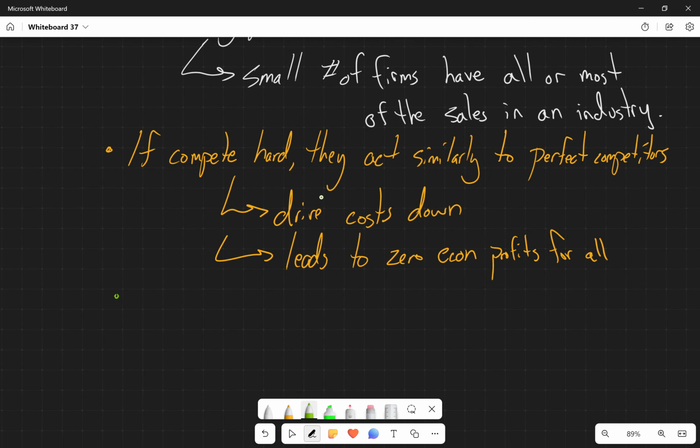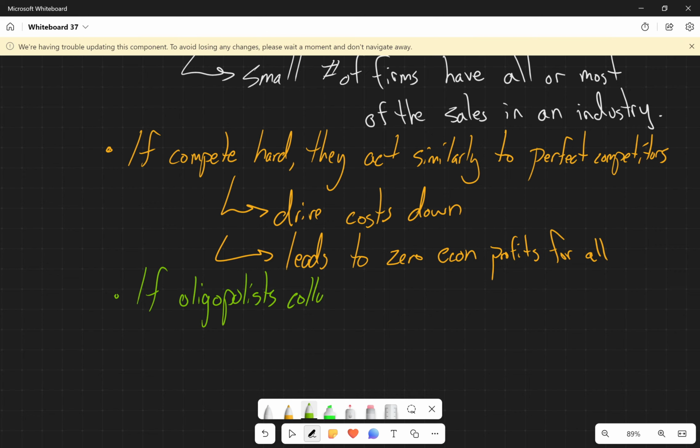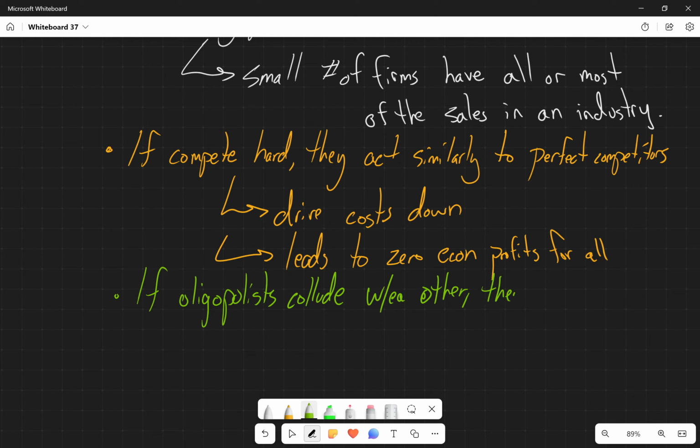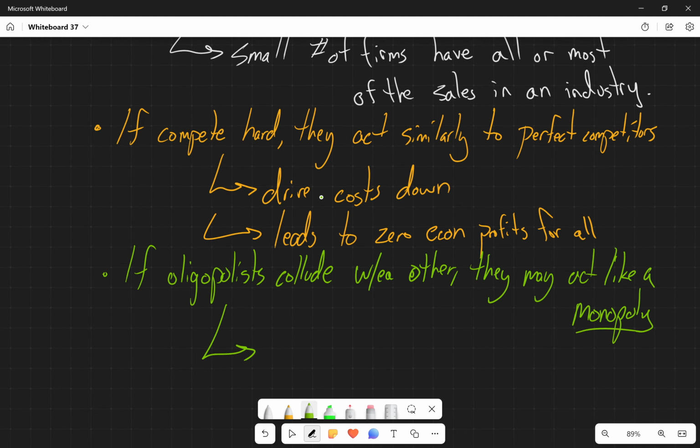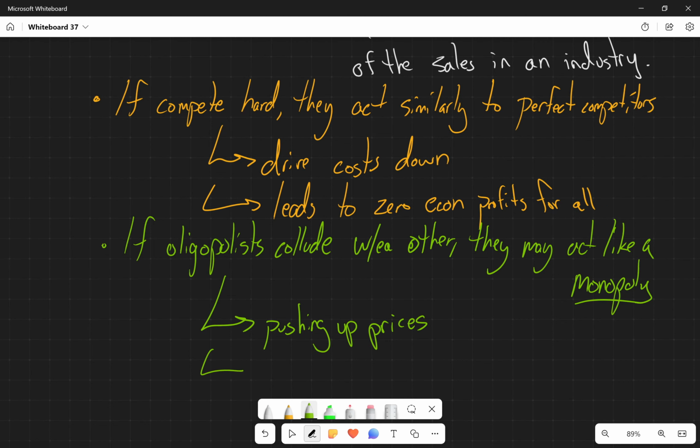If the oligopolists collude with one another, they may collectively act like a monopoly. How so? They're going to succeed in pushing up prices and consistently earning high levels of profit.